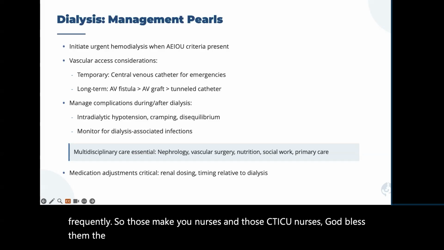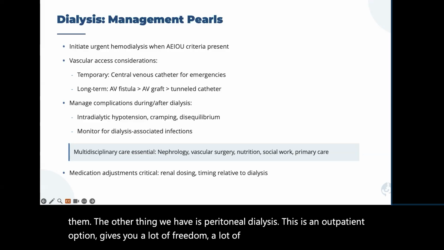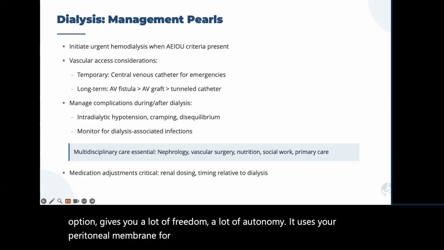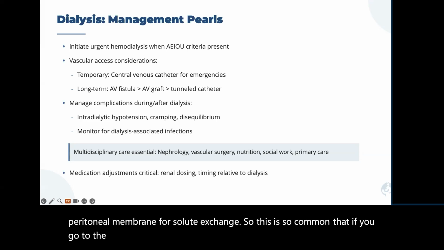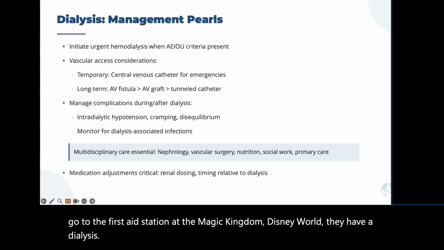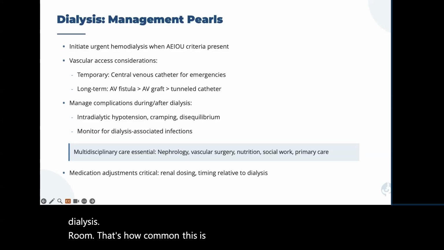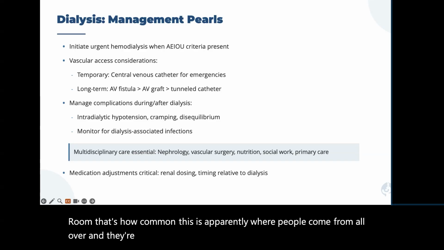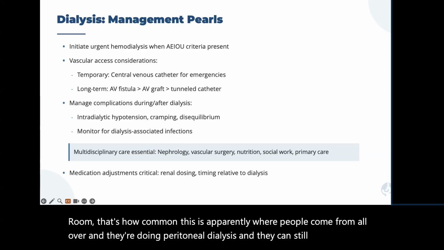The other thing we have is peritoneal dialysis. This is an outpatient option, gives you a lot of freedom, a lot of autonomy. It uses your peritoneal membrane for solute exchange. This is so common that if you go to the first aid station at the Magic Kingdom Disney World, they have a dialysis room. That's how common this is, apparently, where people come from all over and they're doing peritoneal dialysis and they can still enjoy the Magic Kingdom.